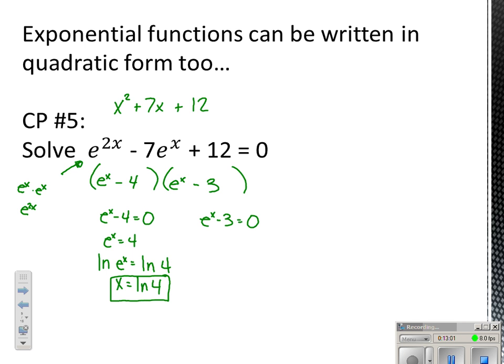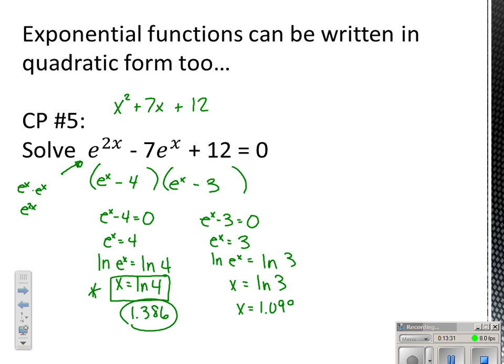Punching that into the calculator, you'd have 1.386. Depends on what the directions ask. If it asks you for that decimal rounded to 3 places, punch it in. If it doesn't, I'd be just as satisfied taking it from that point. All right, so let's do the same thing with our other factor. Move 3 to the other side. Take natural log of both. So x is equal to ln of 3. And if you punch that one in, you're going to get 1.099.